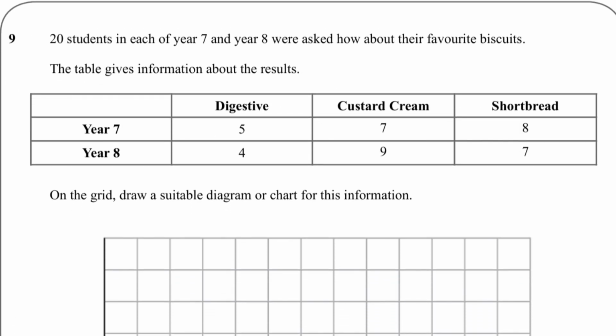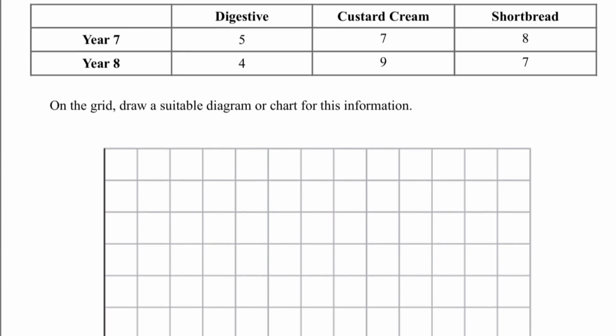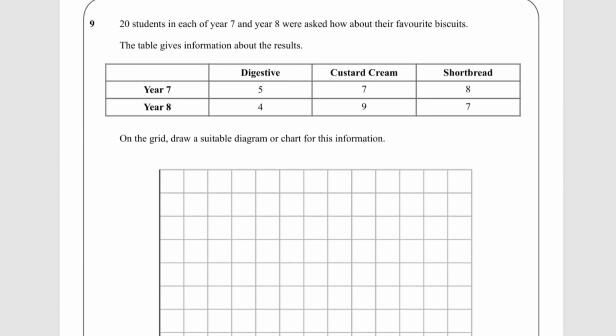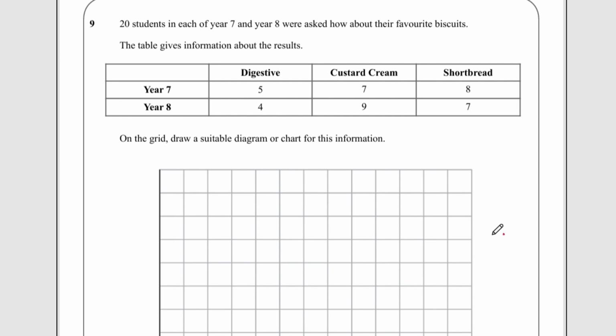Then we continue to the next question. Okay, 20 students were asked to draw a bar chart. Bar charts are simple. You need to label. Since you're comparing two things in the bar chart, year 7 and year 8, I'll just do a part of it. Year 7 digestive, for example, is 5. So let's say the normal one is for year 7. You have to put the label there that this is for year 7.